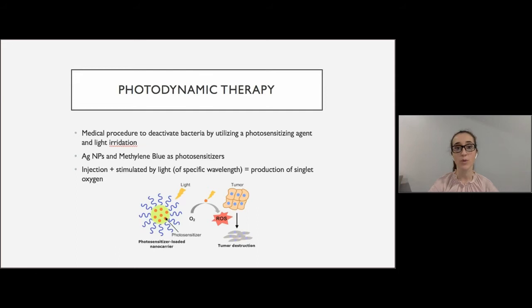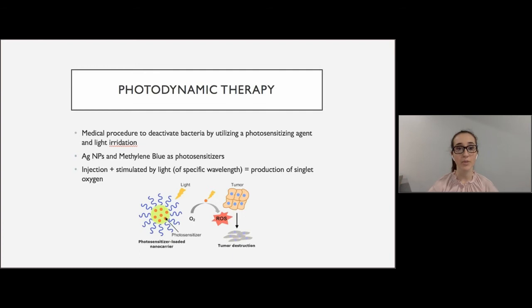So in our work, we will be utilizing these silver nanoparticles as a photosensitizer in photodynamic therapy due to their antimicrobial potential, which I discussed in the previous slide. Photodynamic therapy is a medical procedure to deactivate bacteria by utilizing a photosensitizing agent and light irradiation. In our work, we also utilize methylene blue as a photosensitizer due to traits that it possesses that I will discuss later in the presentation.